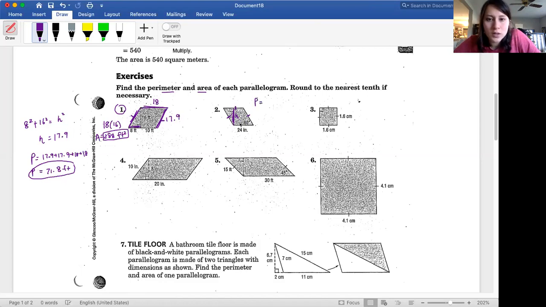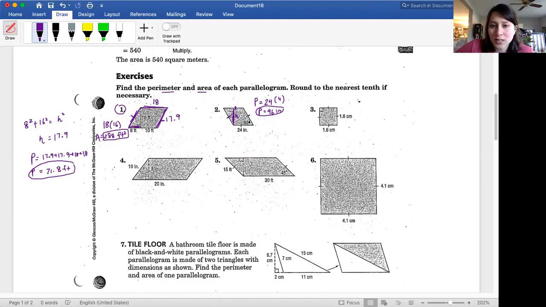If I know all 4 sides are the same, I know that it's just 24 times 4, right? And 24 times 4 is 96. So the perimeter is 96 inches. Now I'm done with that, which is nice. Now on to our area. I need the height. I can't work this out without the height.